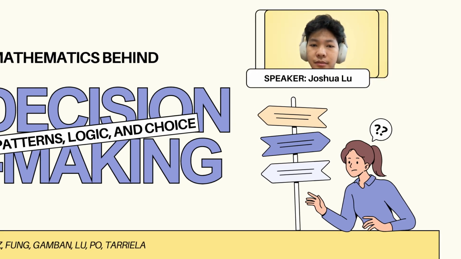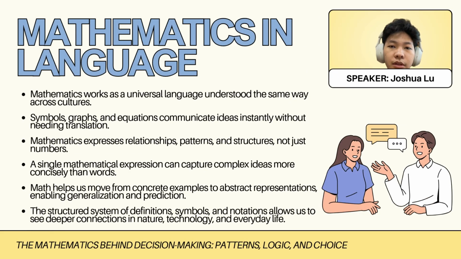What stood out to me in this module was how mathematics functions as a universal language, one that remains consistent no matter where you are in the world. Unlike spoken languages that differ across cultures, mathematical symbols and structures mean the same thing to everyone. A graph, an equation, or a function communicates an idea instantly, without needing translation.